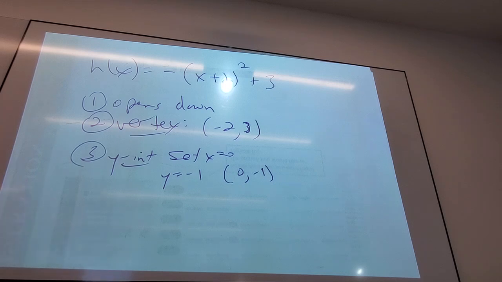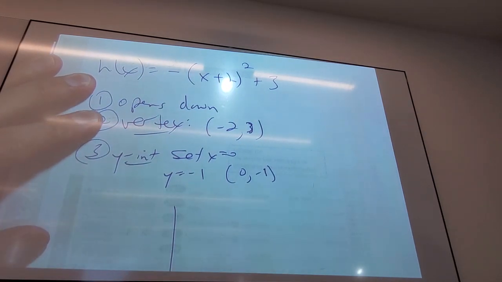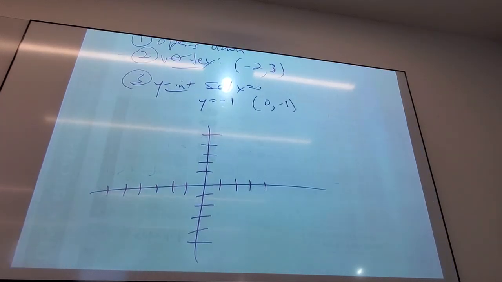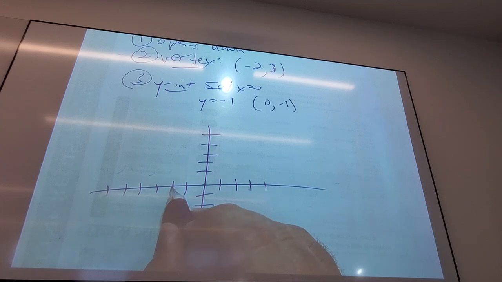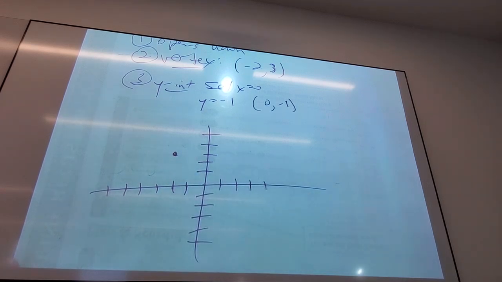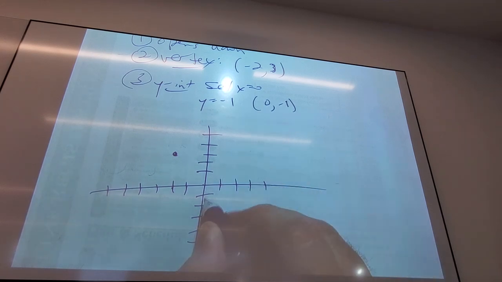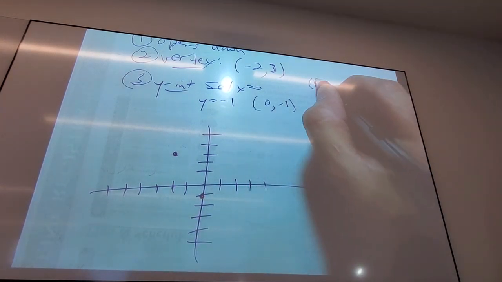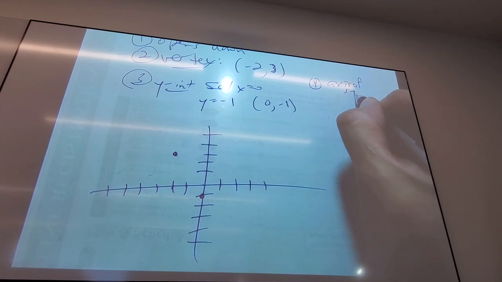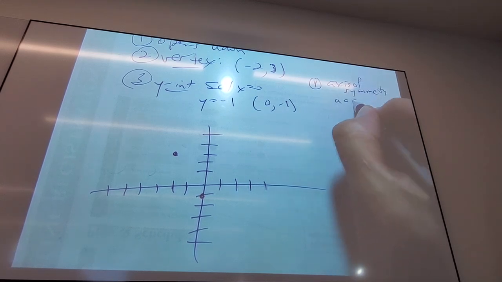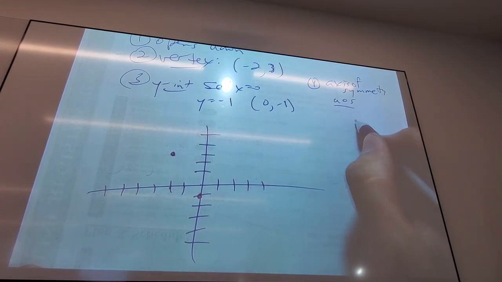So let's plot what we know. So we got 1, 2, 3, 4, 5, 6. 1, 2, 3, 4. 1, 2, 3, 4, 5. Okay, so what do we know? We know the vertex is negative 2, 3. We know the y-intercept is 0, negative 1. Let me ask you a fourth thing. What's the axis of symmetry? Heretofore known as the AOS. X equals negative 2.